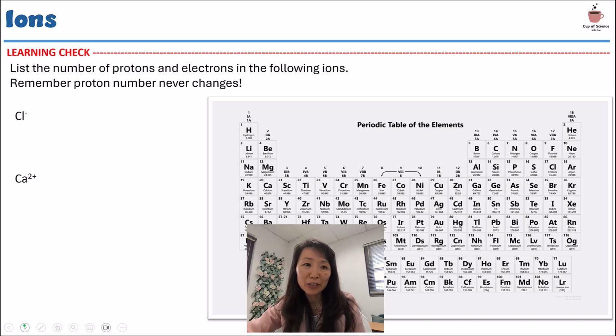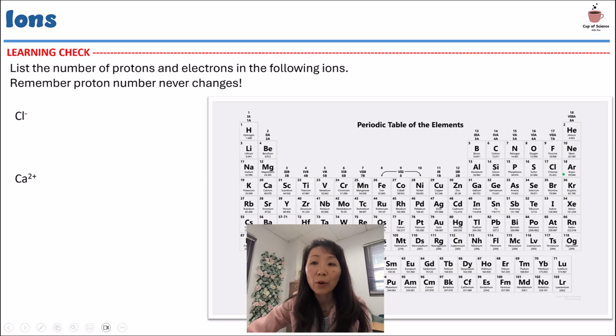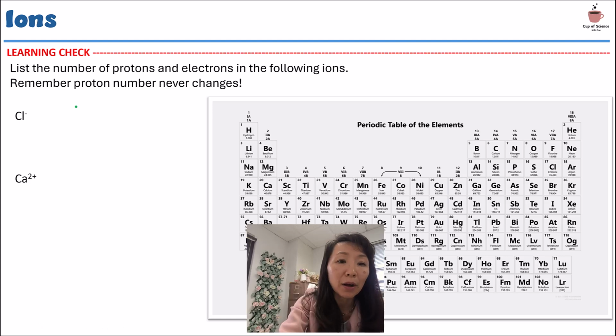Let's do a learning check. List the number of protons and electrons in the following ions. Remember, the proton number never changes. Let's try the first one, chlorine. Cl in the periodic table is located right here, number 17. So if it's number 17, we would write that the number of protons is 17 positives. What about the number of electrons?